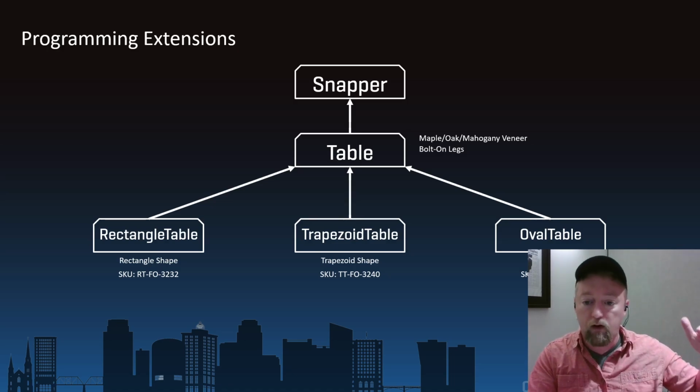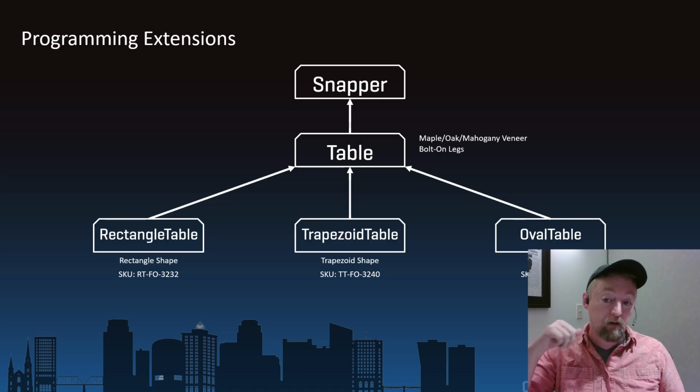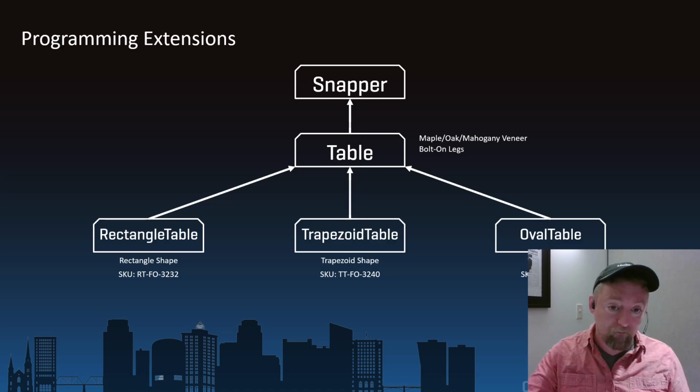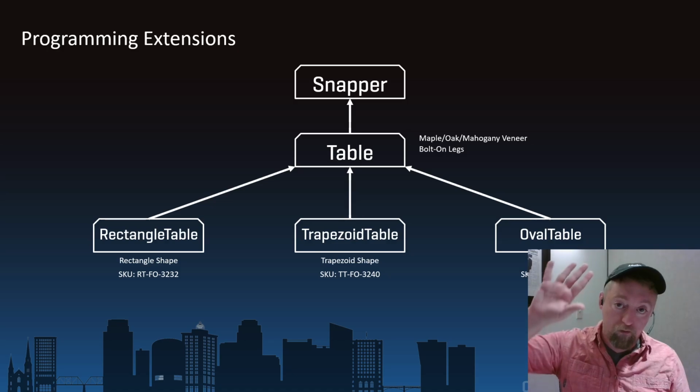Then we open up another file. We say this is a thing called a rectangular table. It's based on that table thing I just told you about, except it has a rectangular shape and this SKU number. And we just keep doing that. We keep on describing things, sometimes just them themselves or their relationship with another thing.